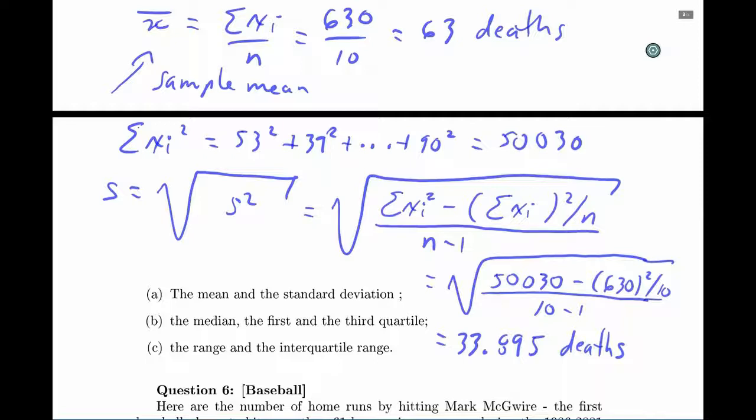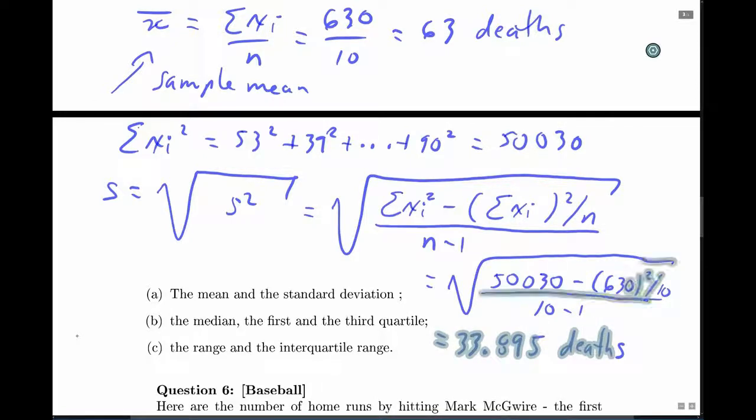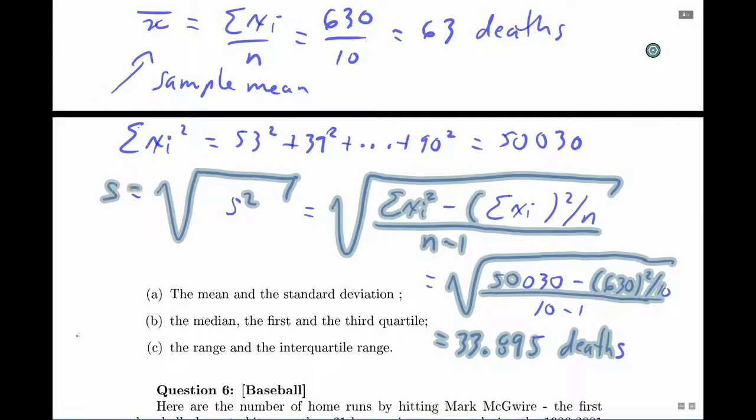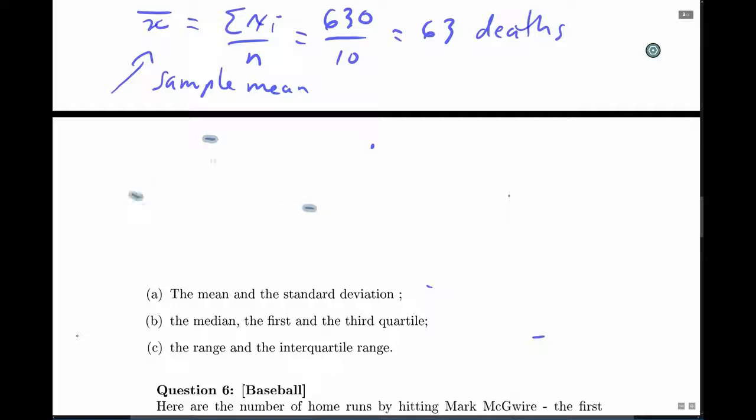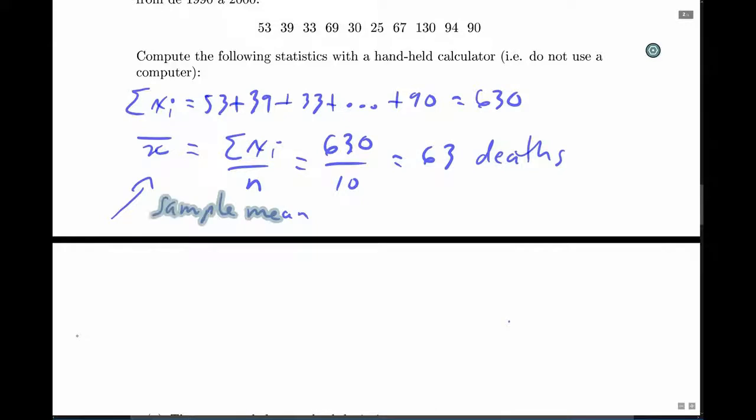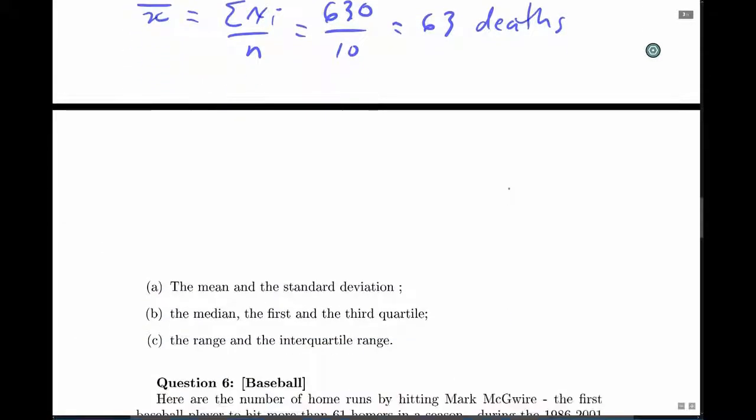Okay. Now this is using a shortcut formula. We can also use the definition of the sample variance to compute the sample standard deviation. And so I'll just erase all of my work and start over again. In this alternative computation, we'll go back to the definition of the sample variance. The only thing that we'll need to keep is the sample mean, which is 63.